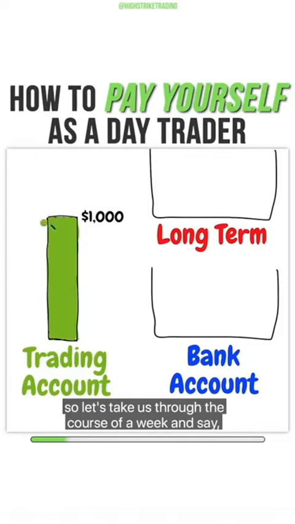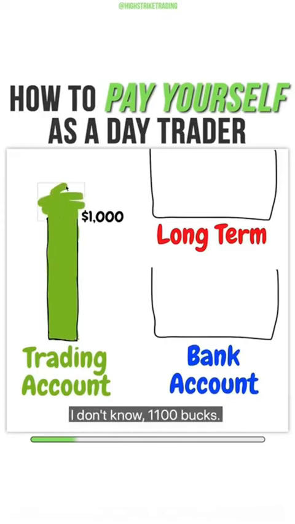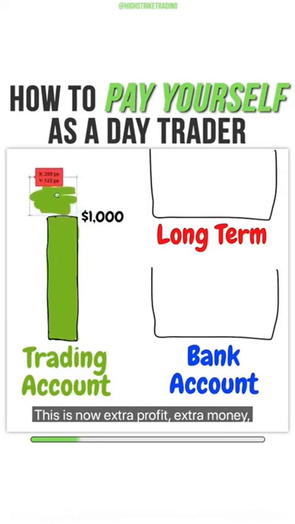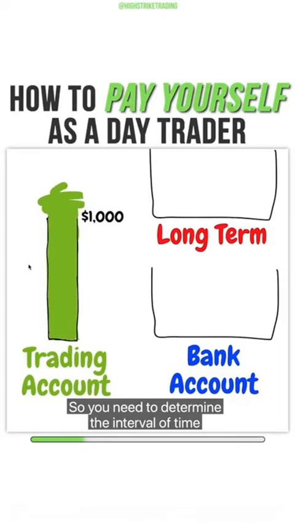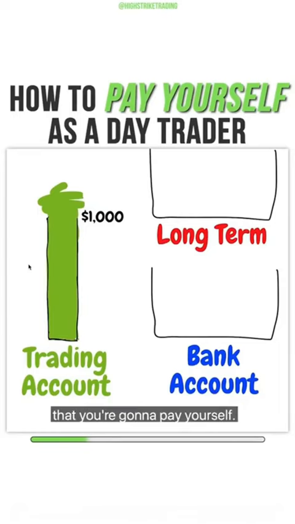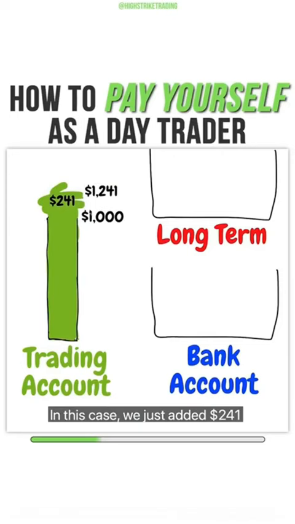So let's take us through the course of a week and say in 1 week, we are able to grow that $1,000 to like, I don't know, $1,241. This is now extra profit, extra money we have on top of our bottom line. So you need to determine the interval of time that you're going to pay yourself. So whatever it is, say it's weekly, we're going to check in on where this number is at. So in this case, we just added $241 on top of the $1,000. I realize 24% return is quite high, but let's just say this was your week.